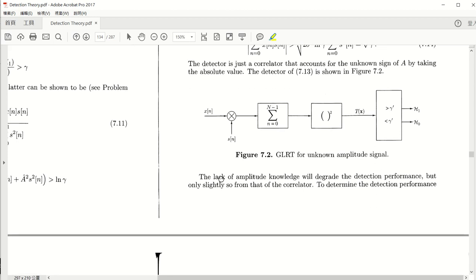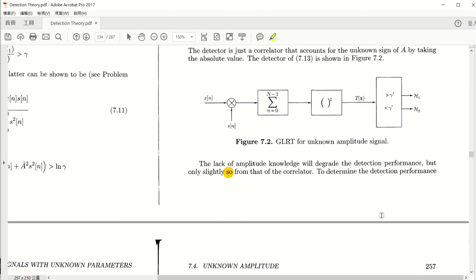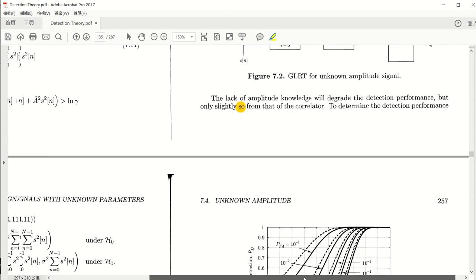So the lack of amplitude knowledge will degrade the detection performance, but only slightly so from that of the correlator. Slightly so from, that means it's slightly degrading. So slightly degrading from the correlator to determine the detection performance.